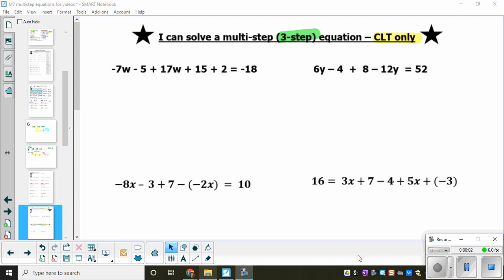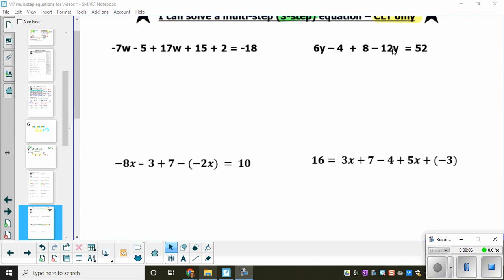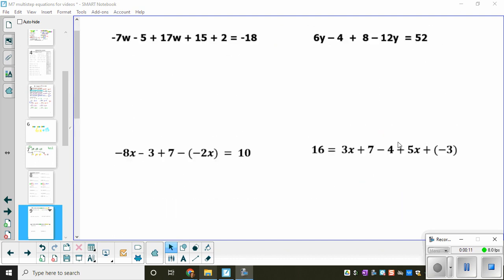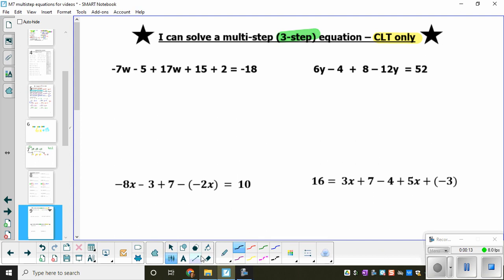Hey y'all, so now that we've figured out how to combine like terms two videos ago, and in the most recent video you guys learned how to distribute. So what we're going to do is take those concepts in this video, put them together, and actually learn how to solve a 3-step equation.